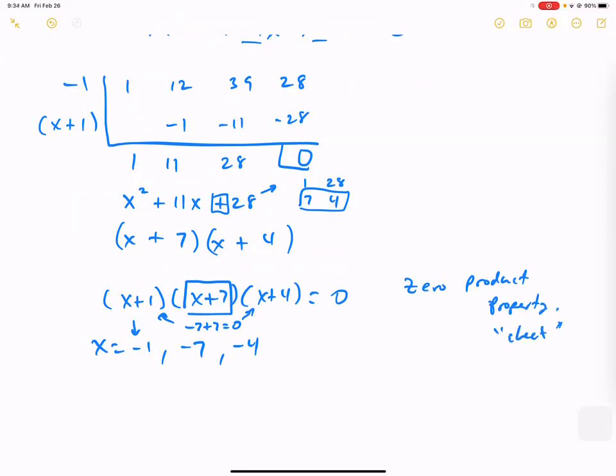Okay, so on what we're doing here, this is mainly the skill that we're covering today.